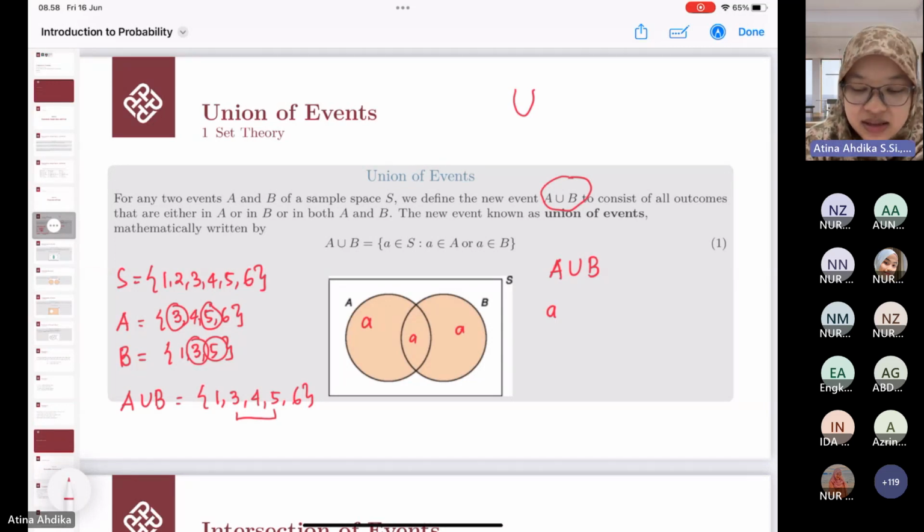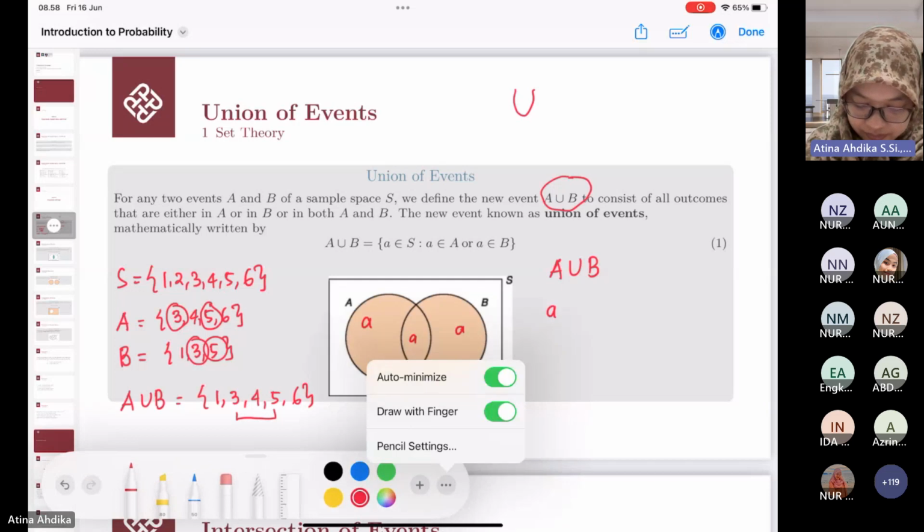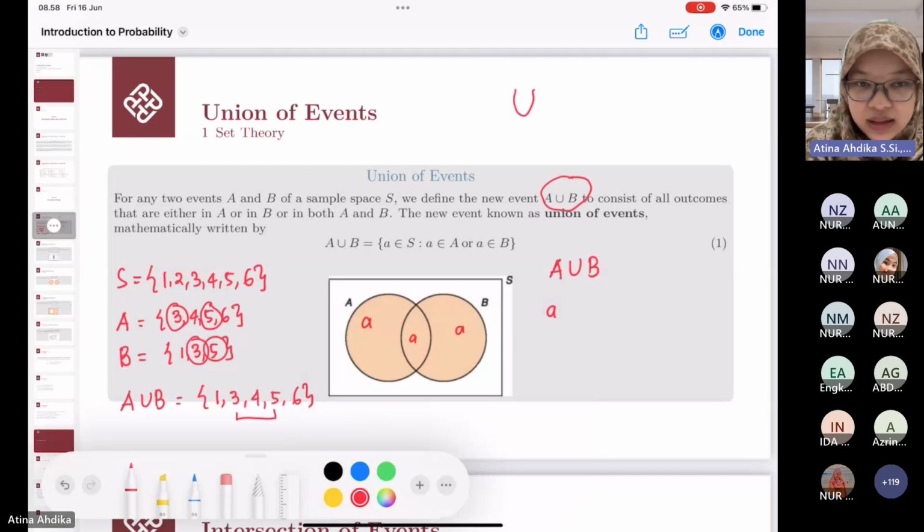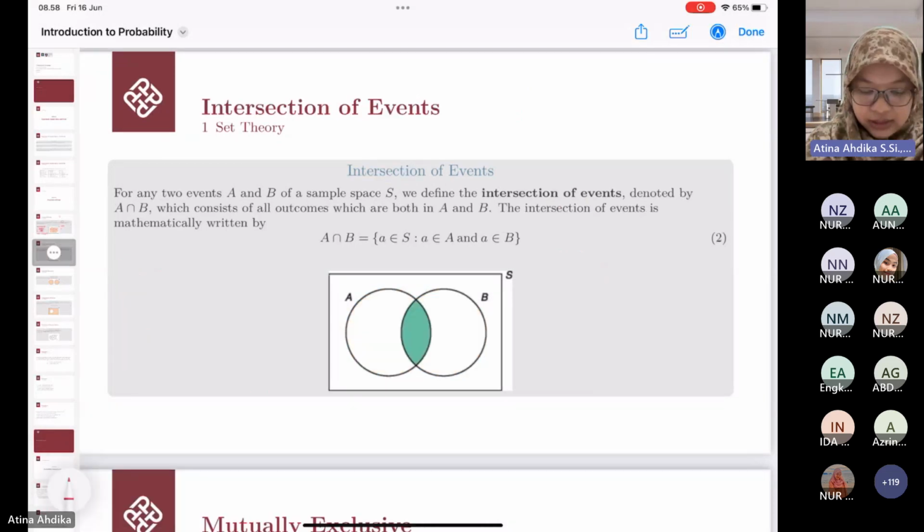Okay, so this is the example of union. Okay, and then I will continue to the next slide.